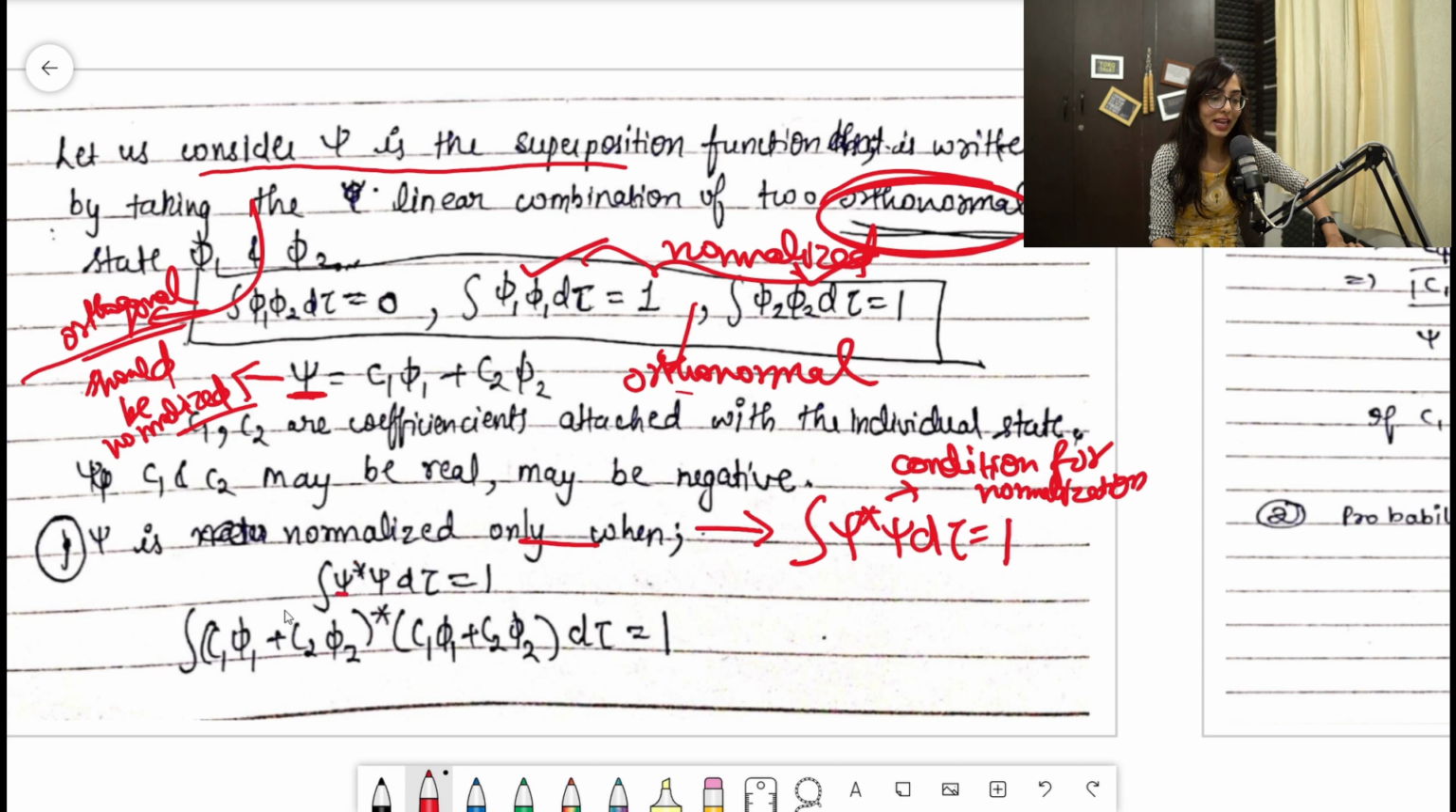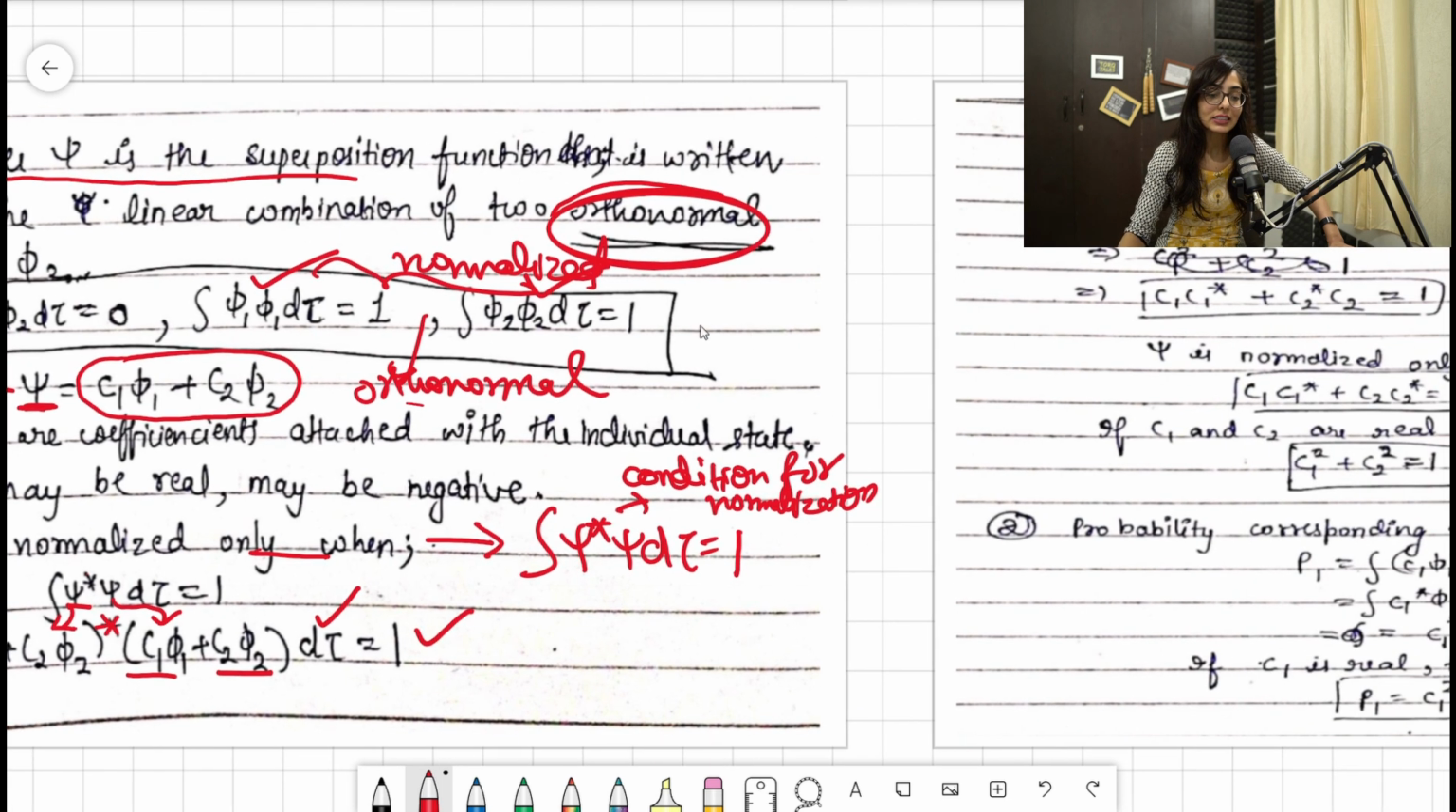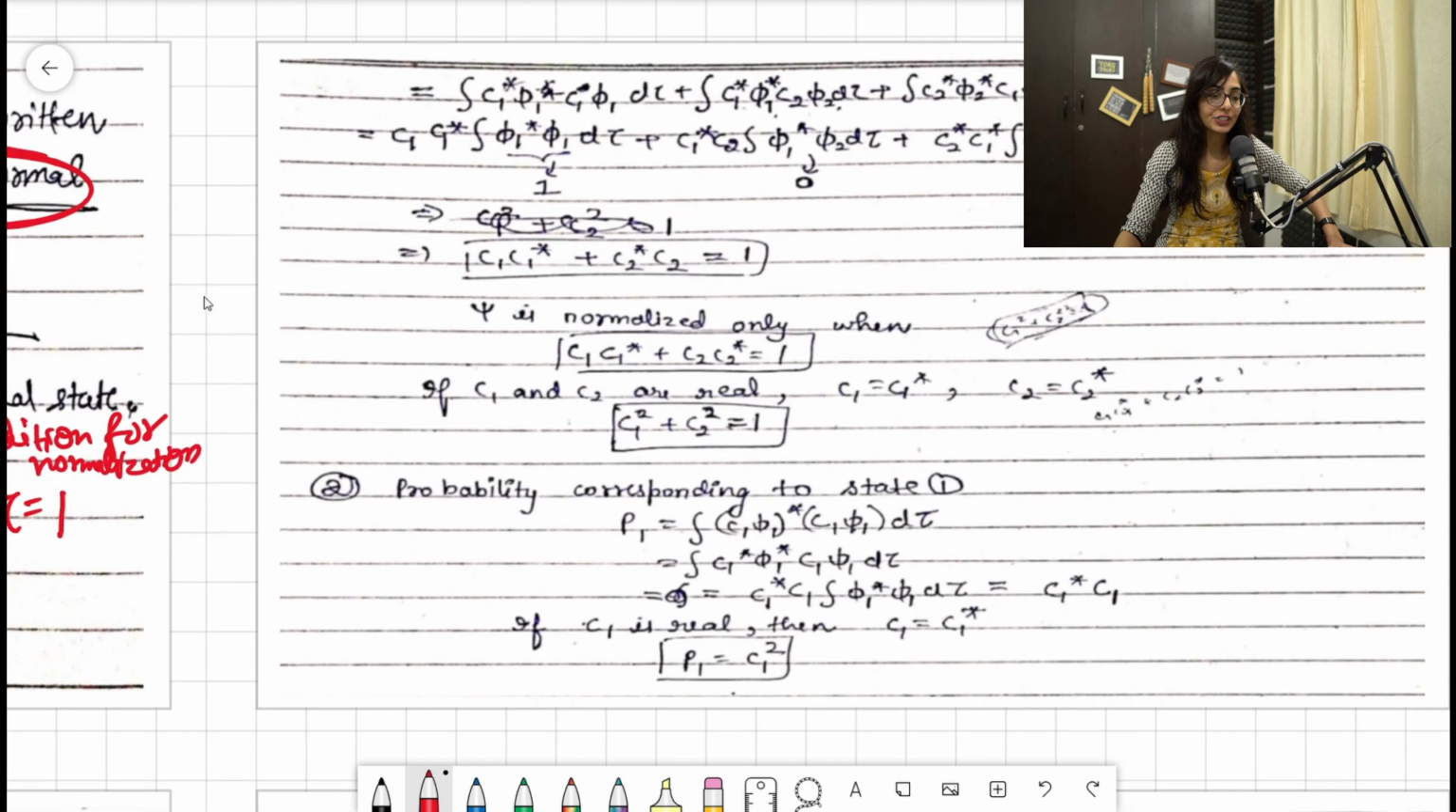What would be psi star? You can say psi value is c1 phi 1 plus c2 phi 2. So I just simply put the value, take the star, and then put the value of psi, which is c1 phi 1 plus c2 phi 2, and then d tau, the volume element, and that should be equal to 1.